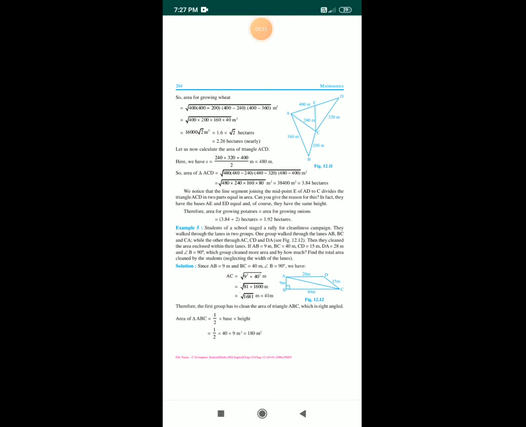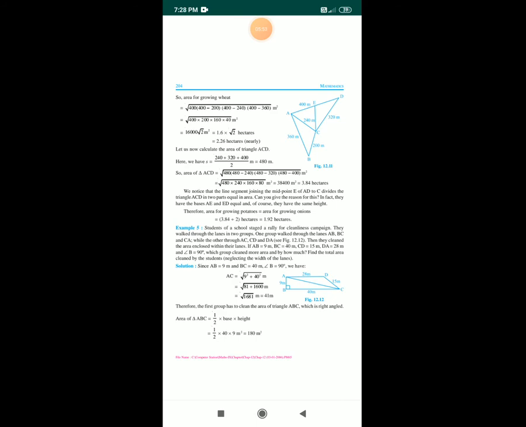Since AB is equal to 9 meter and BC is equal to 40 meter, angle B is equal to 90 degrees, and we have AC is equal to under square root of 9 square plus 40 square meter. Therefore, 9 square is equal to 81 and 40 square is equal to 1600 meter. Therefore, under square root of 1681 meter is equal to 41 meter.